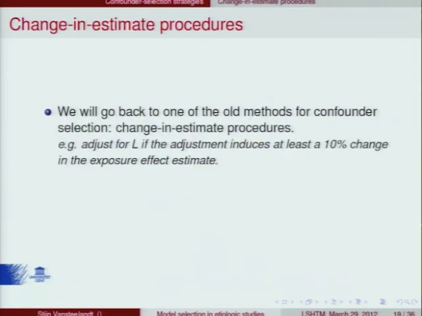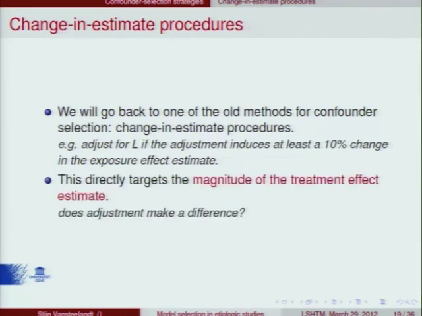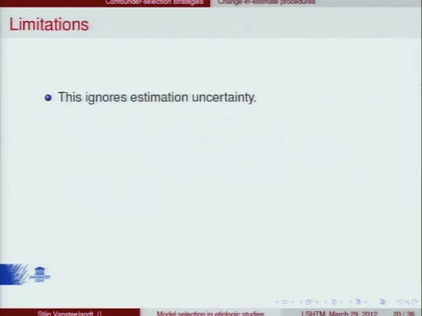And we looked back into the literature and started with just change-in-estimate procedures. This is the kind of procedure where people say, well, we are going to adjust for the covariates if the adjustment makes a difference, if it causes like a 10% change or more in the effect estimate. What I do like about this kind of idea is that it really targets the magnitude of the effect estimator. So it tries to focus on the question: does it make a difference if we do the adjustment or not?